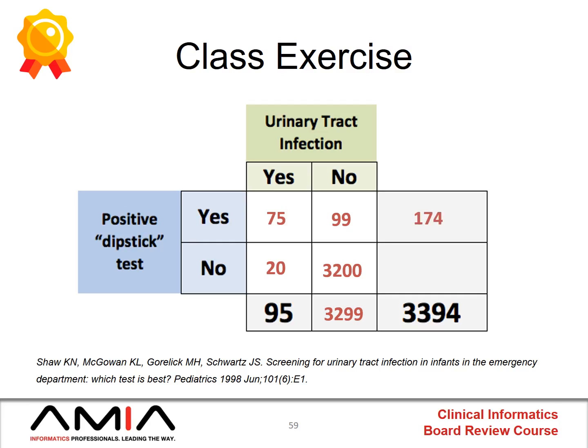And then I can sum across to get 174. And I need that number for the second part of this question. Finally, I can figure out 3394 minus 174 is 3220. And I've completed my 2x2 table and all the column and row values, and I have enough information to answer my question.